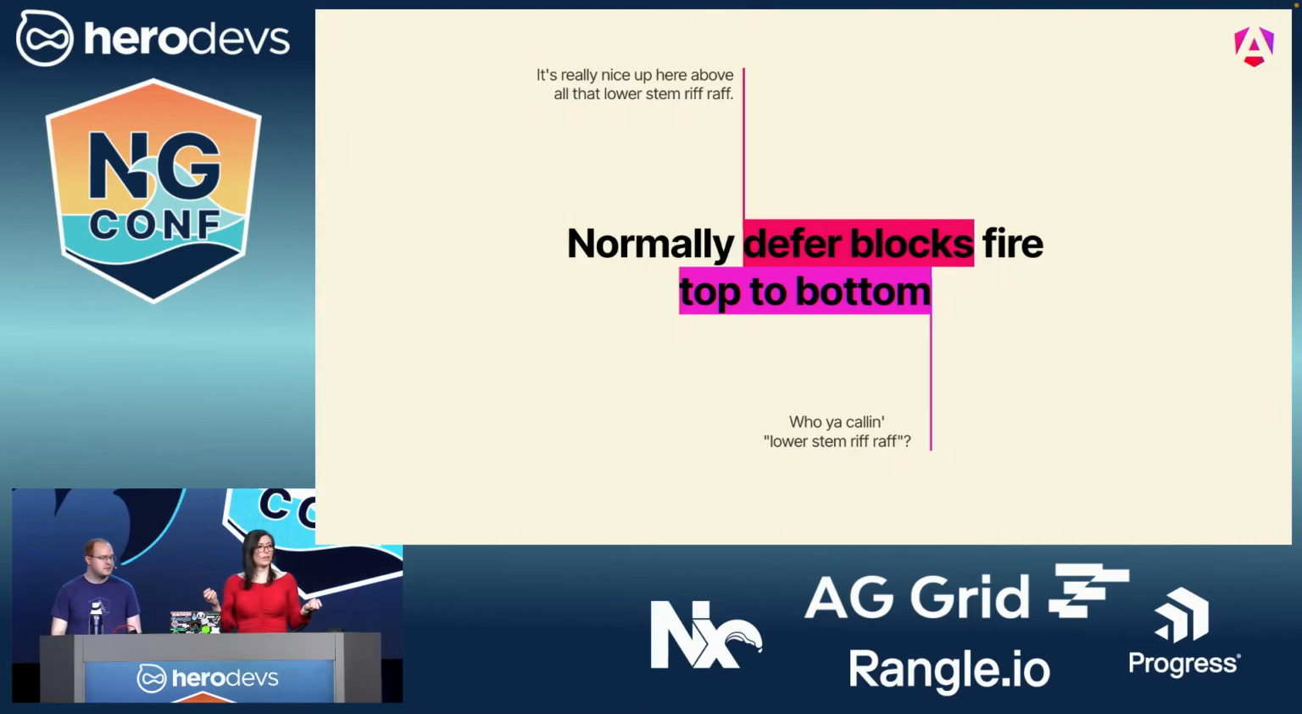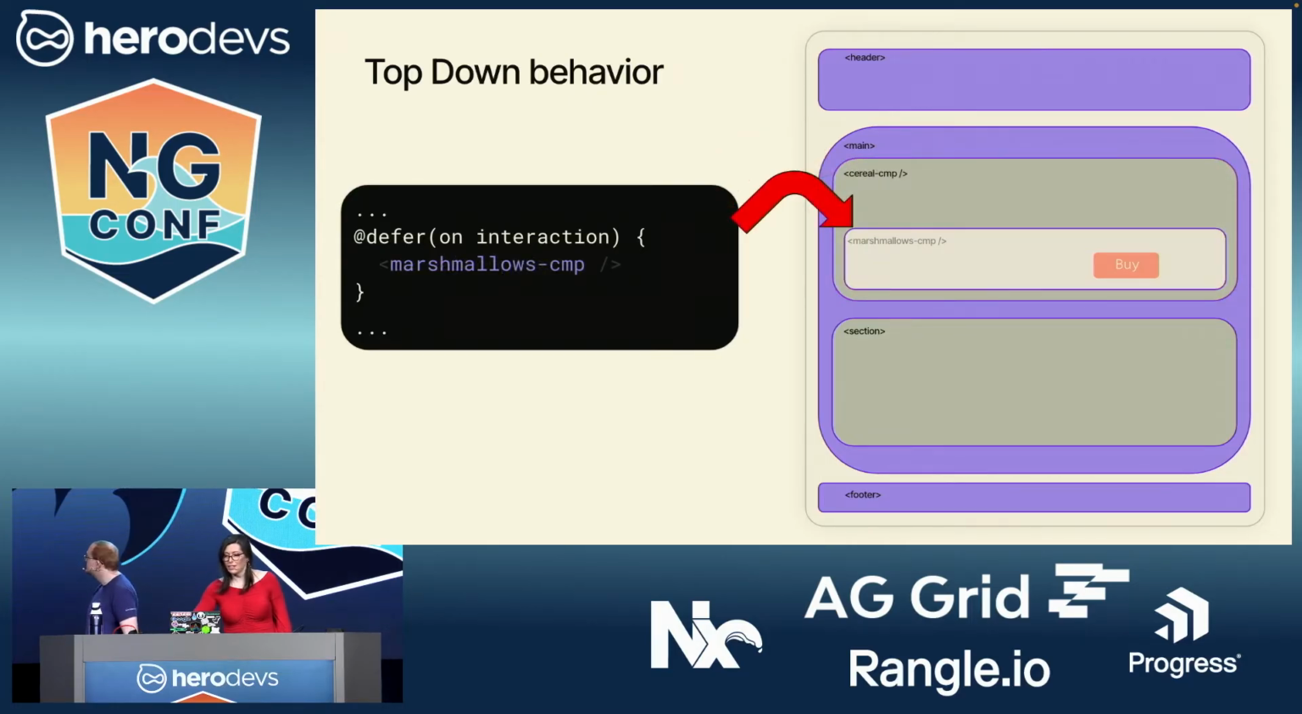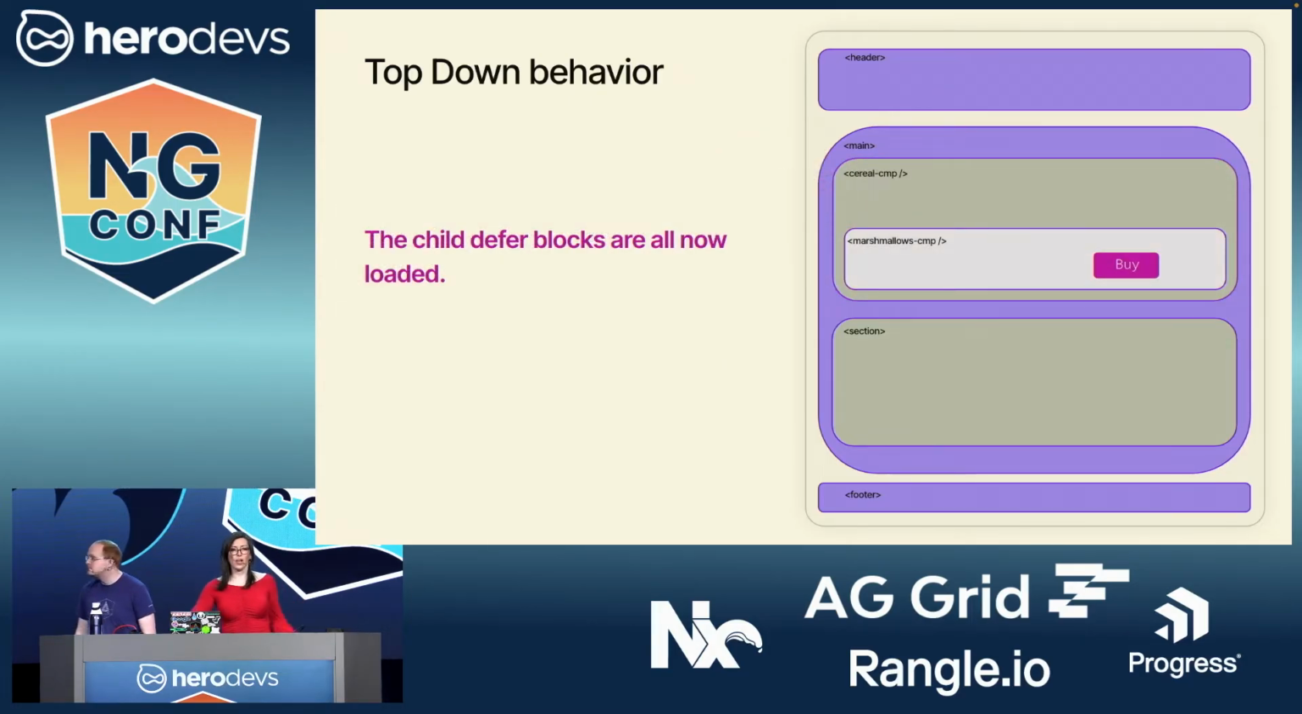Normally, defer blocks fire top to bottom, and this is necessary because with the use of defer blocks right now, naturally, if you have nested blocks, the nested content won't actually be there yet. So you have to have that parent element triggered before you'll actually see the next one, which would then trigger and then see the next one. That's the top to bottom behavior. Here's an example of what that would look like. If we have a defer block wrapped around our serial component, you then have to trigger that before it's rendered. Then it triggers the marshmallow component. And finally, all of the child blocks are present.